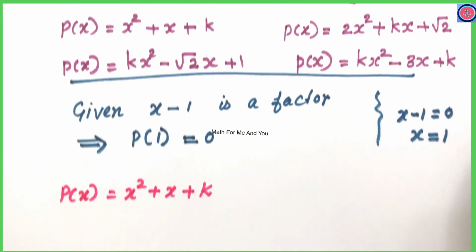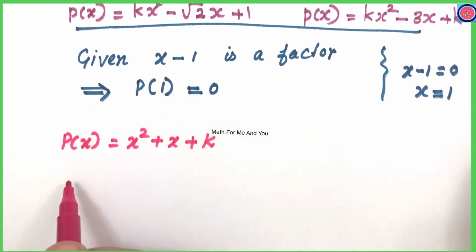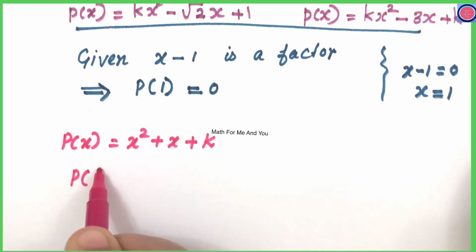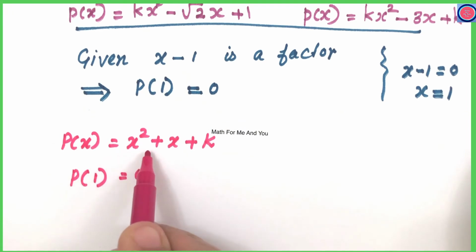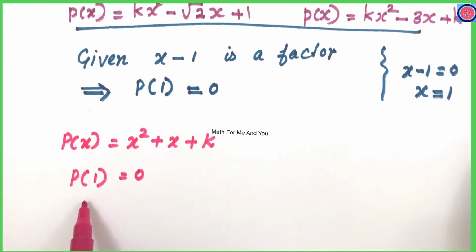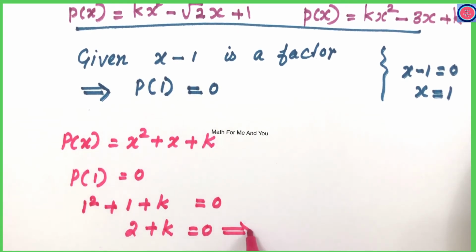Now we are going to find the value of k in each of the 4 polynomials. Consider the first polynomial p of x equals x square plus x plus k. And it's given x minus 1 is a factor, so p of 1 equals 0. And every x now we are going to change with the number 1. What we get? 1 square plus 1 plus k is equal to 0. Then 1 square is 1, plus 1 is 2. Then 2 plus k equals 0. K we keep on the left side. We can move the number 2 to the other side. So we get k is equal to minus 2.